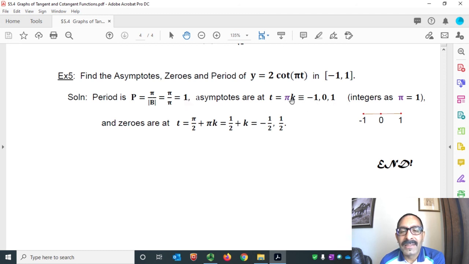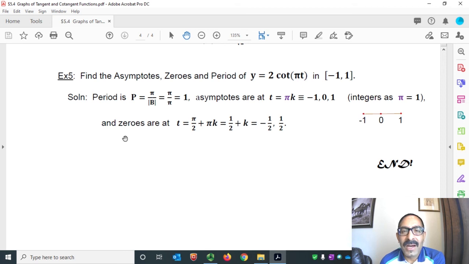Since the period is 1, at k, t equals k. Since k is an integer, let's put k equals -1, 0, and 1, because these are the integers lying in this interval. So at t equals -1, t equals 0, and t equals 1, we have asymptotes.